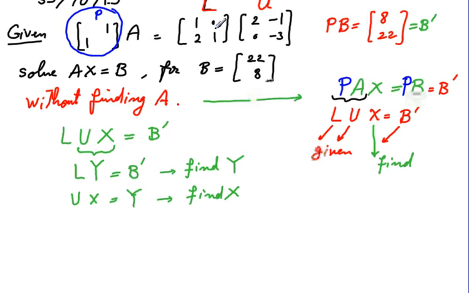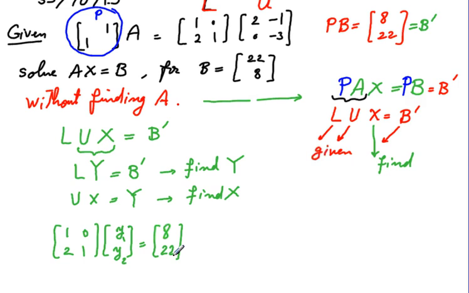This is my L. So I have L, which is 1, 0, 2, 1, times some unknown vector. Let's call it vector Y. So here's the first component of it, here's the second component of it, is equal to B prime, modified right-hand side. Modified right-hand side is 8, 22.